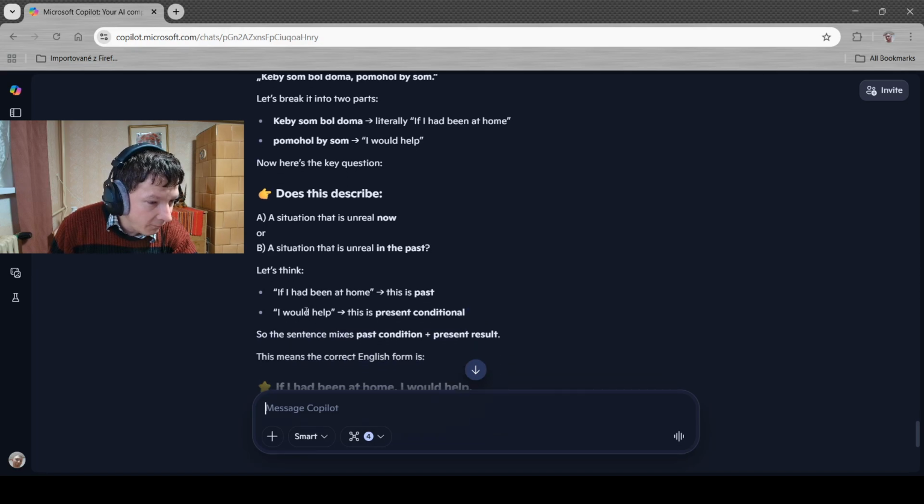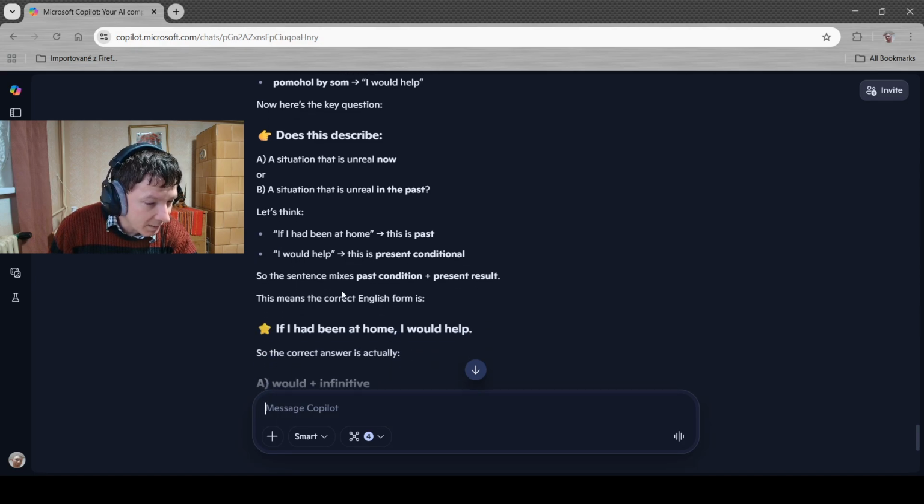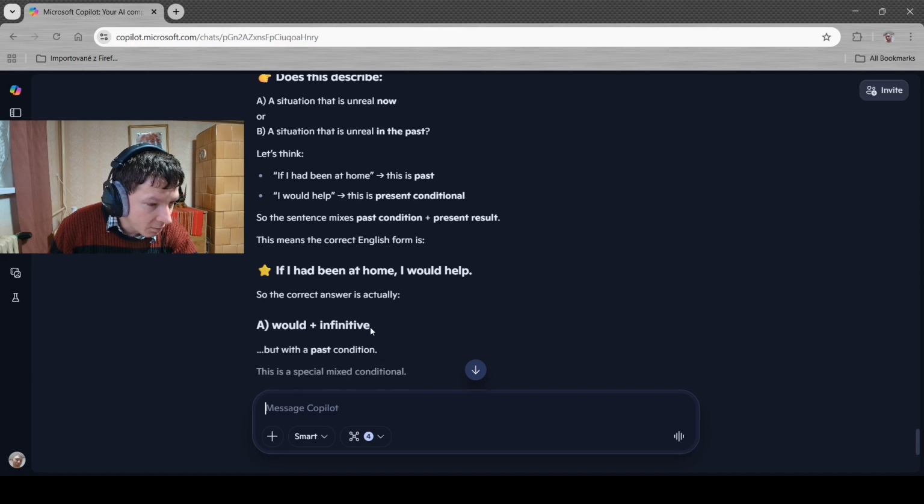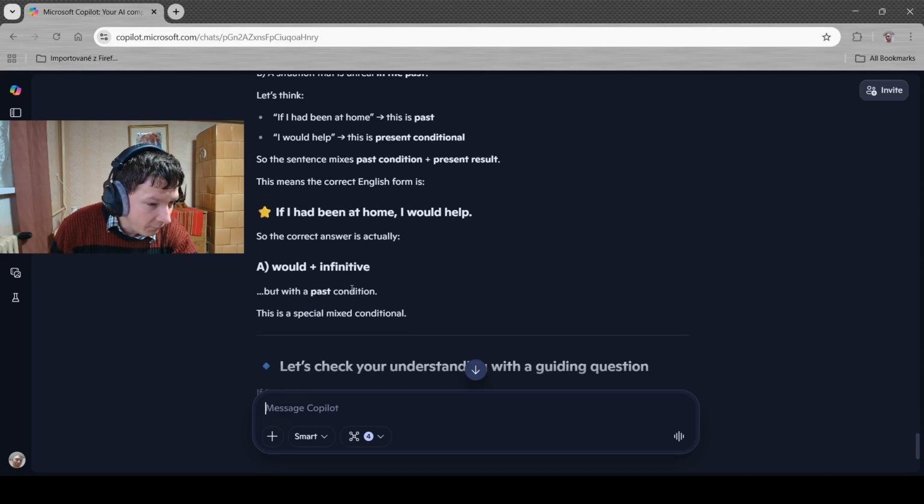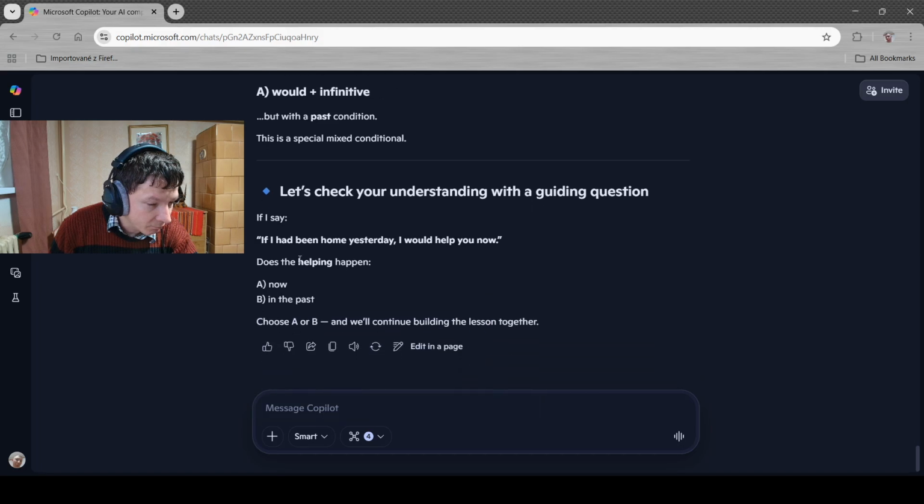Let's think. If I had been at home, this is past. I would help, this is present conditional. So the sentence mixes past condition plus present result. This means the correct English form is if I had been at home, I would help. So the correct answer is actually would plus infinitive, but with a past condition. This is a special mixed conditional.